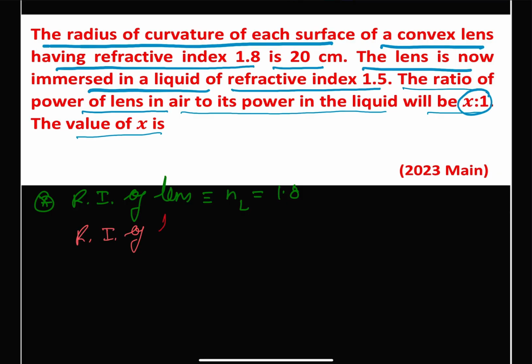Let us call this N1 and this N2, and that is given as 1.5. We are also given the radius of curvature of each surface. One will be positive, another one will be negative. So R1 is plus 20 and R2 will be minus 20.